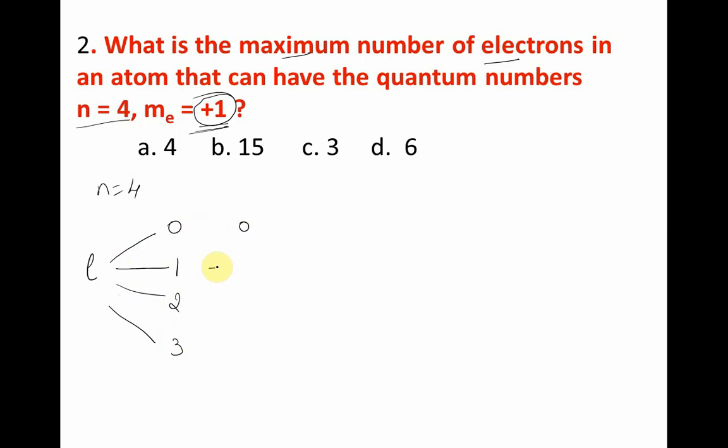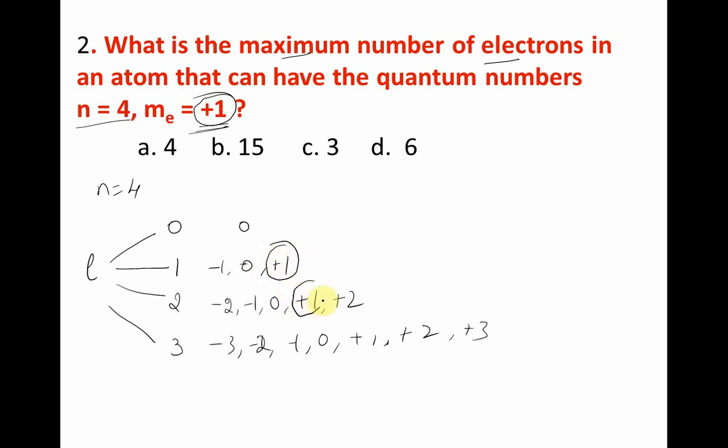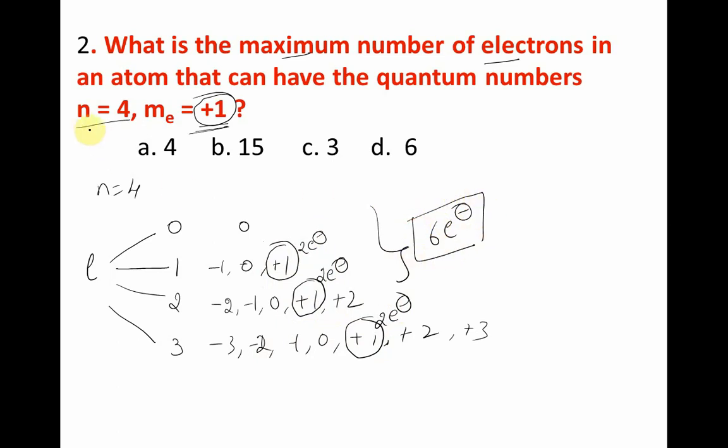l equal to 0 means m is 0. For l equal to 1, m is minus 1, 0, plus 1. In this case, minus 2, minus 1, 0, plus 1, plus 2. And for l equal to 3, minus 3, minus 2, minus 1, 0, plus 1, plus 2, plus 3. So with magnetic quantum number plus 1, it is present once in each of these orbitals. Each orbital contains 2 electrons. Therefore, the total number of electrons with n equal to 4 and m equal to plus 1 is 6.